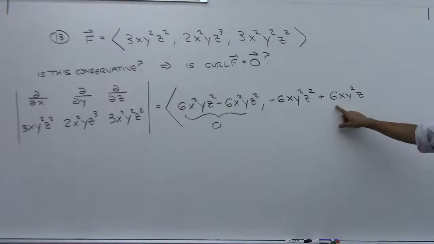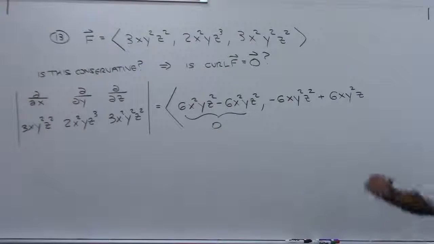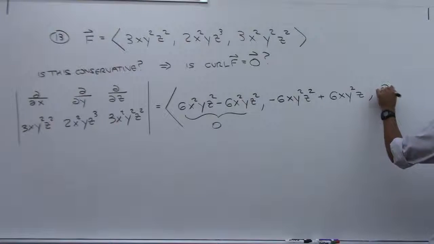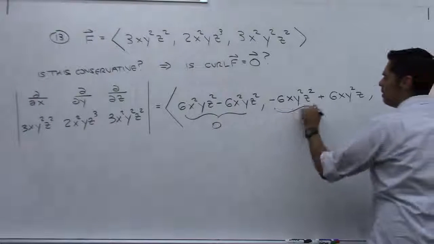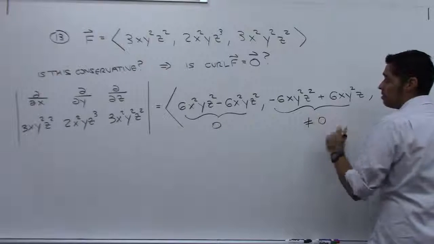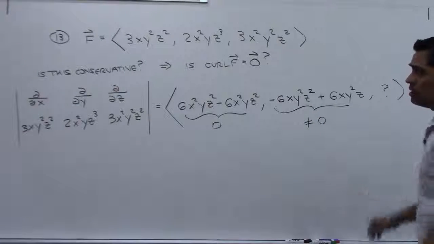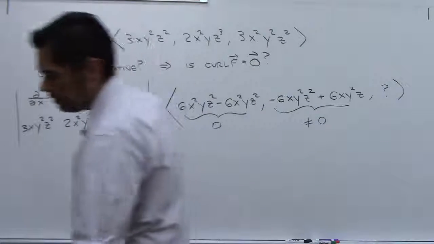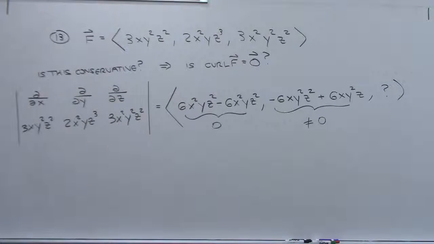So let me just double check that I have this. Okay, and then I can go on. Who cares what this is, right? This right here is not equal to 0, so there's no way this can be the 0 vector. So this is not a conservative vector field. Again, my apologies. Let me get you one that is.